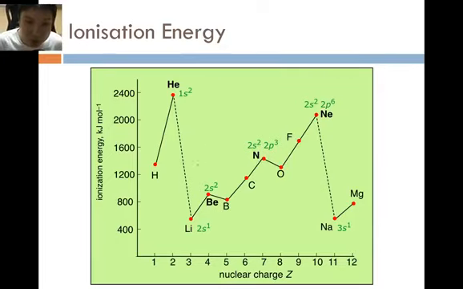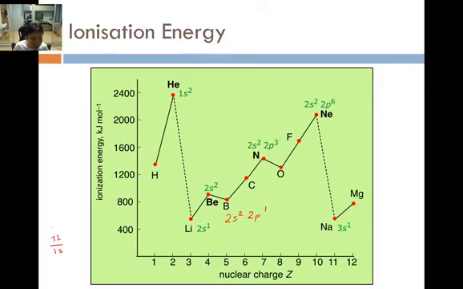So the key to doing this is to first write out the electronic configuration of the atoms that we're interested in. So if you look at beryllium, the electronic configuration is 2s2, and for boron it is 2s2 2p1. When you remove electrons, you always remove the one at the highest energy level. So for beryllium, the electron will be removed from the 2s orbital, whereas for boron, you'll be removing the electron from the 2p orbital.